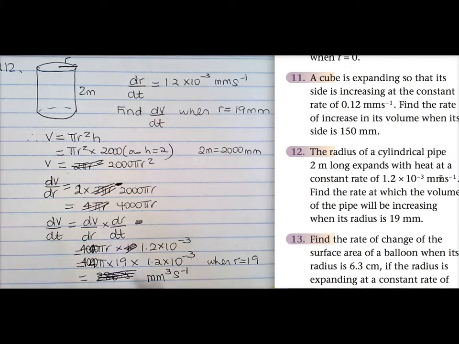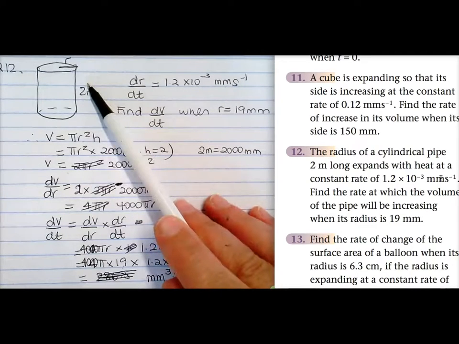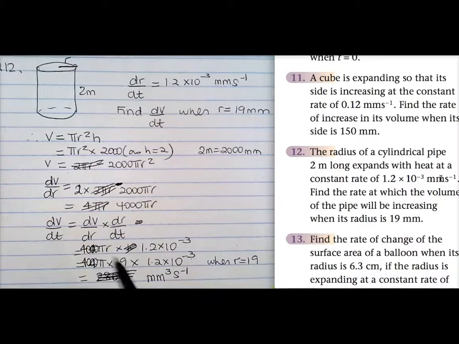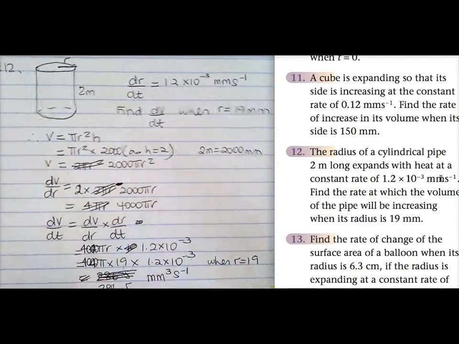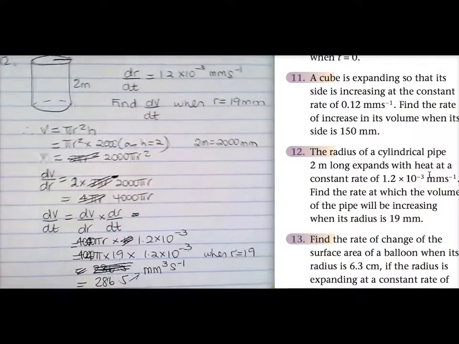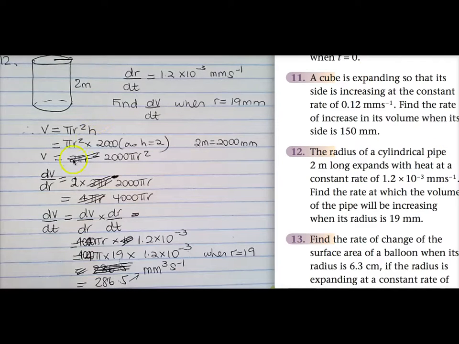Yeah, that's the thing. What did we get here? I think I made a mistake too. Guys, does this look right? This is right. That's it in millimeters. That's definitely correct: 4,000 times pi times 19 times 1.2 times 10 to the minus 3. What do we get? 286.5. That's what it is. Guys, stop. The textbook's written by a person, so they could get it wrong too. It's definitely 286.5 millimeters cubed per second.